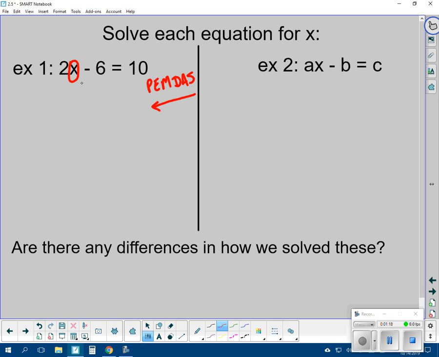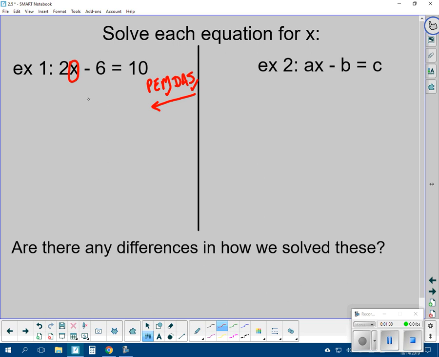What's happening to the x? Well, it's being multiplied by 2. We've got multiplication. And it's being subtracted by 6, so we've got subtraction. When we solve the equation, we're going to undo those two operations in the opposite order as we would do order of operation. So the first thing to get rid of is subtraction.